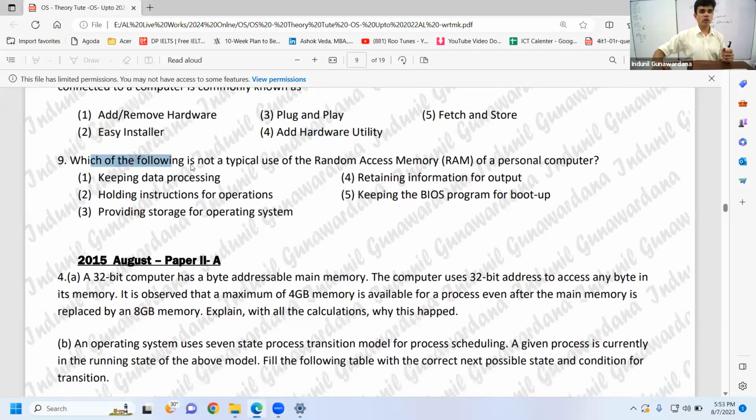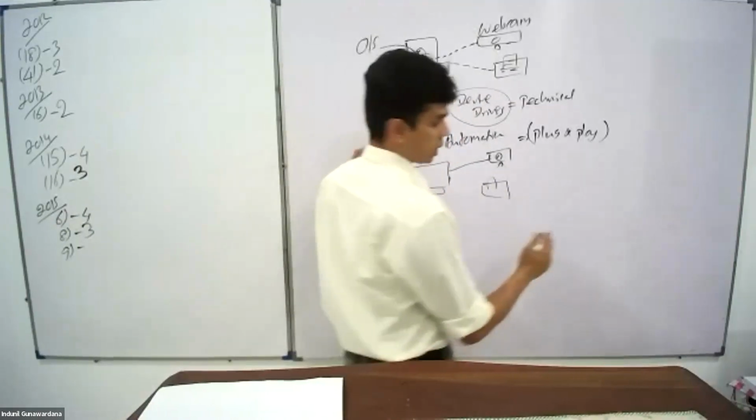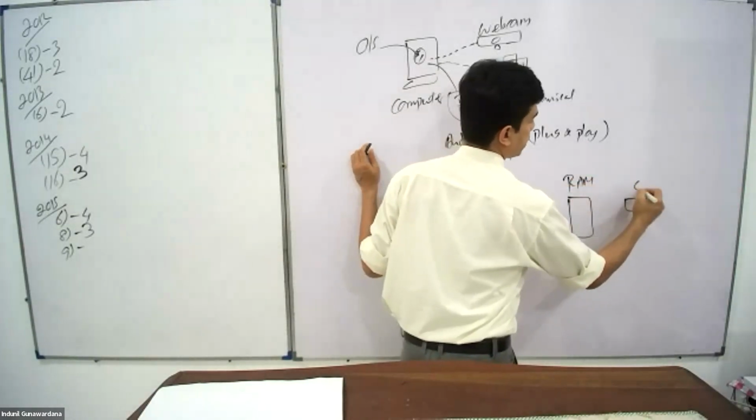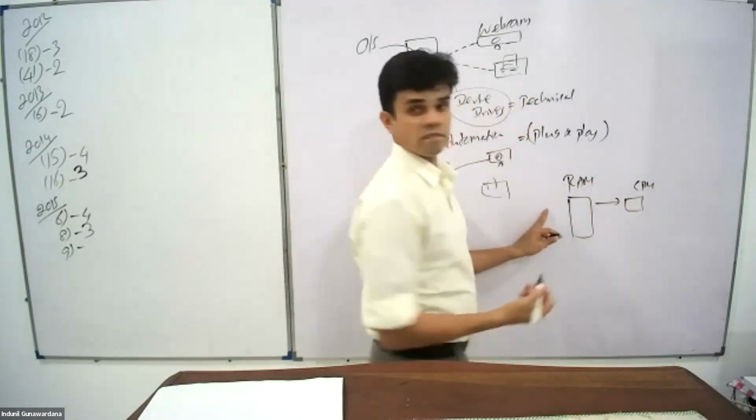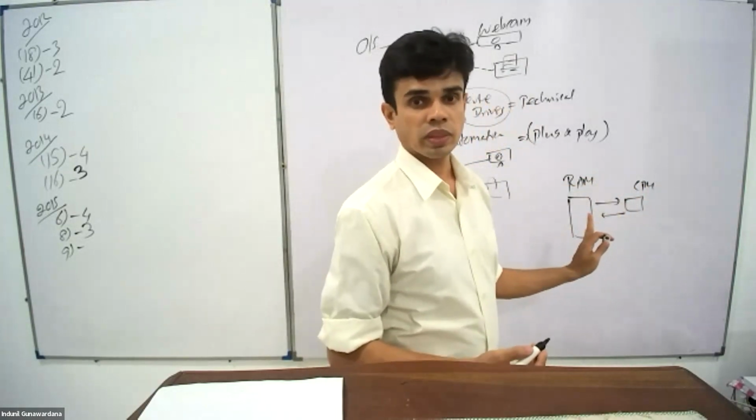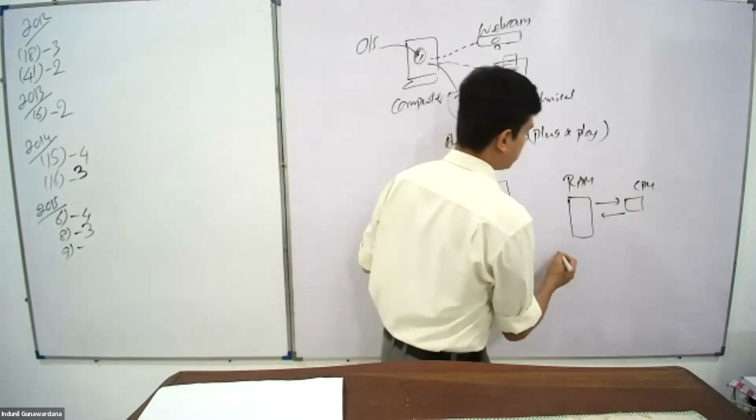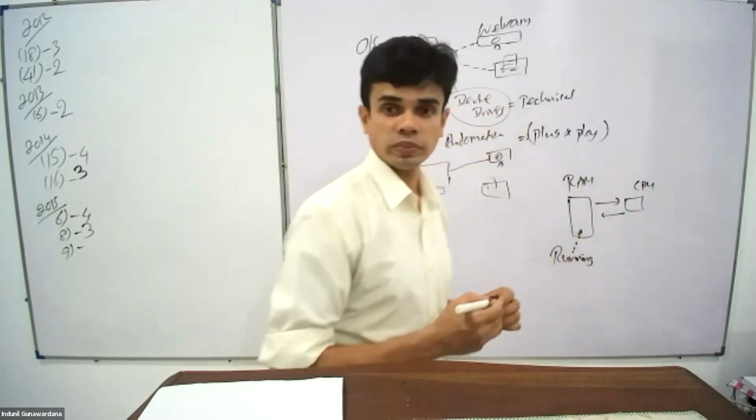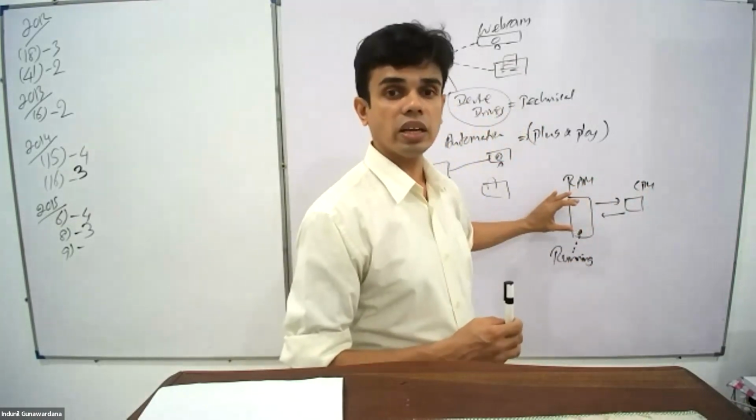Ninth one, which of the following is not a typical use of the RAM of the personal computer? Which is not the use of the RAM. Keeping data for processing. What is the job of the RAM? RAM is the main memory. The main job of the RAM is to send data to the CPU, and to get them from there, at a faster speed. So whatever is in the running state is available in the RAM now. If something is running, that's in the RAM.